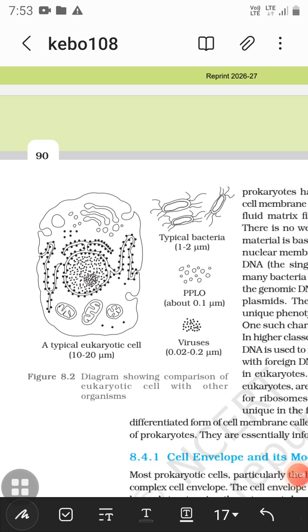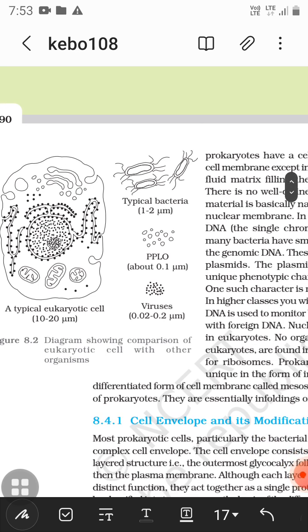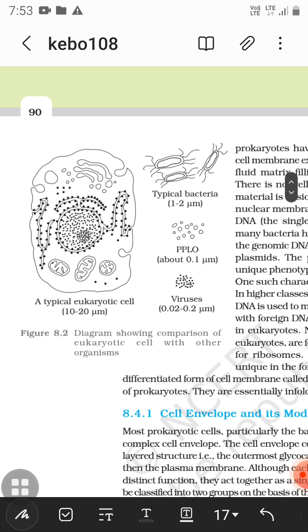This size is also important. A typical eukaryotic cell is 10 to 20 micrometer, a typical bacteria is 1 to 2 micrometer, PPLO is 0.1 micrometer, virus is 0.02 to 0.2 micrometer. Their sequence can be asked. First come the viruses, then PPLO, then typical bacteria, then typical eukaryotic cell. So you go like this: viruses, PPLO, typical bacteria, and then typical eukaryotic cell.